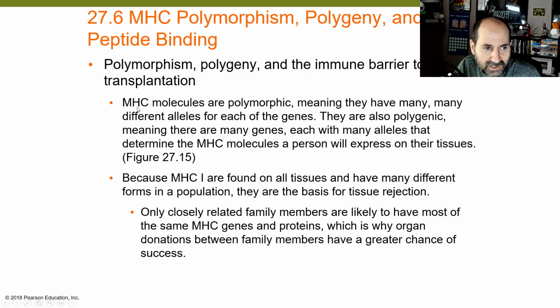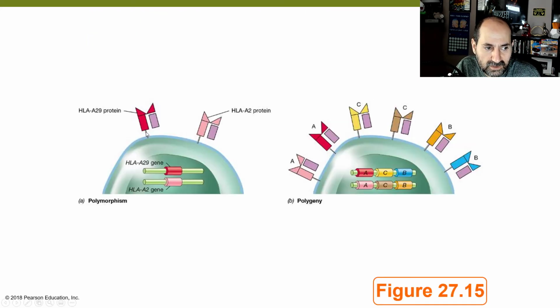Okay, and you should know that MHC class 1 is the reason that tissues might get rejected if you don't have exactly the same MHC or very similar MHC molecules. The immune system will attack that organ when you get a transplant. So polymorphism and polygeny cause MHC molecules to look different, right? Polymorphism versus polygeny.